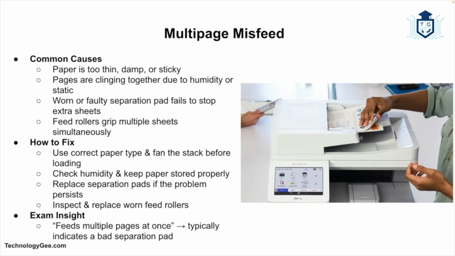Now you're wasting paper. So what can cause this? Well, the paper is too thin or sticky. You've got pages that are stuck together due to humidity. You've got faulty or worn separation pads, or feed rollers pulling multiple sheets. So how do you fix it?